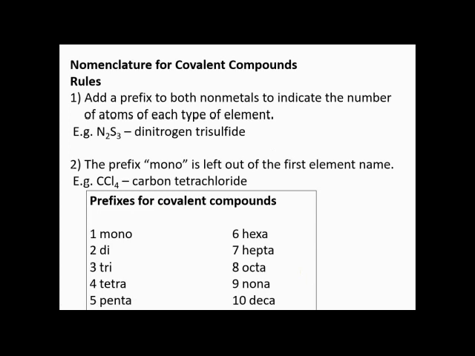For naming compounds that are covalent or molecular in nature, remember we add the prefix which indicates the number in the compound. So there's 2 nitrogens, 3 sulfurs in this example. It becomes dinitrogen trisulfide. If there's only one of the first one, we don't bother with the mono. We just call it carbon tetrachloride. In case you need the prefixes again, because you don't remember from grade 9 and 10, here they are. Make sure you have them memorized.